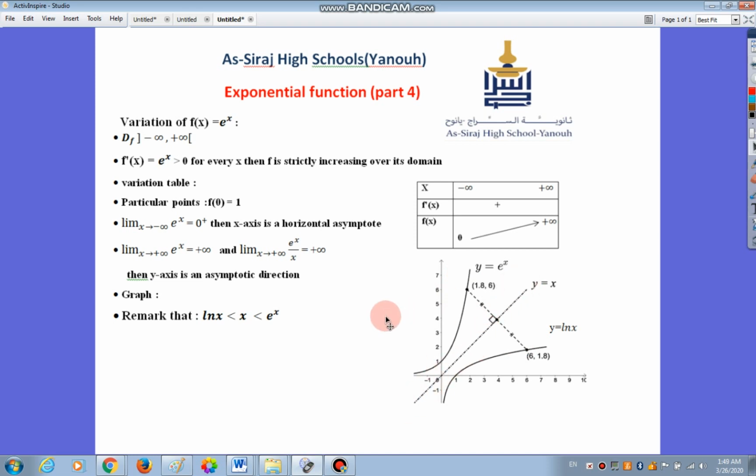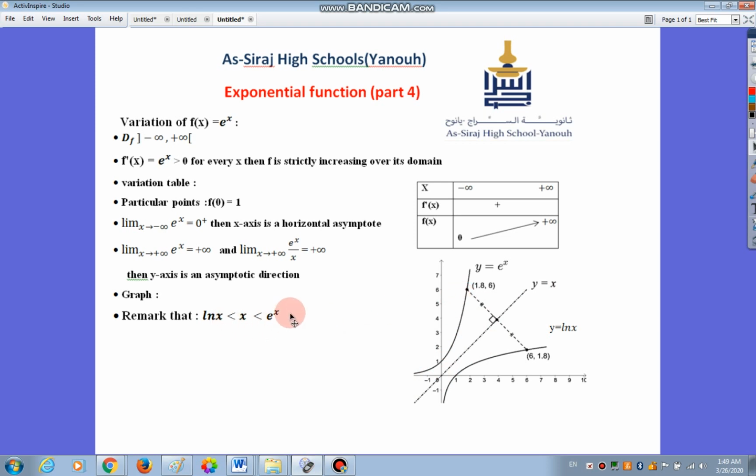Like this, we have finished our chapter about the exponential function. I want to make one remark before I finish my lesson. Remark that ln x is less than e^x. Graphically, I may notice this remark. ln x less than x graphically means that ln x is below the graph of x, as we see here. This is the graph of ln x. It seems to be below the graph of y equals x. And y equals x, in its turn, is below the graph of y equals e^x.